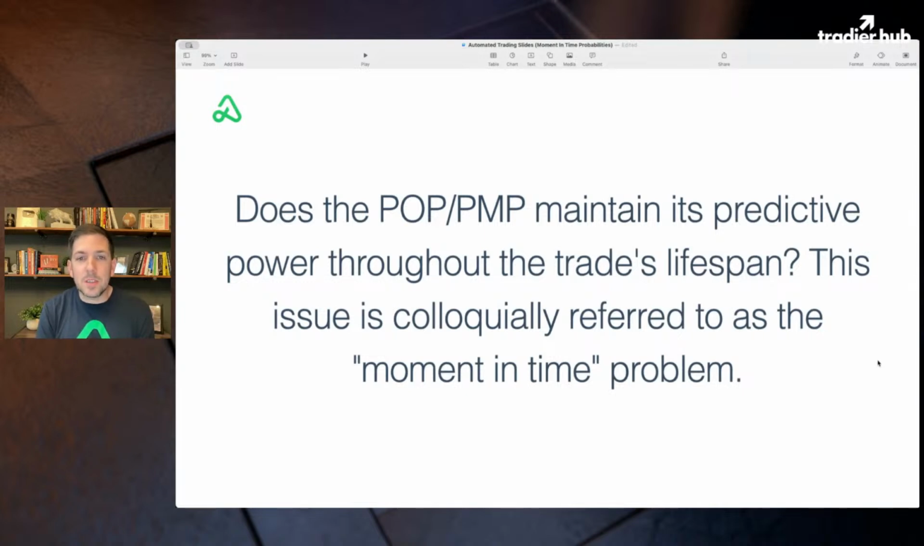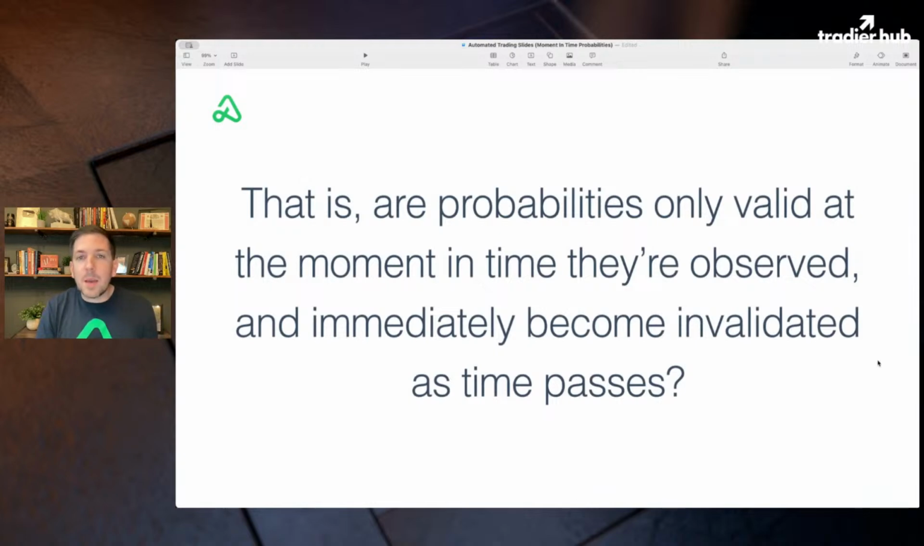And so this issue is obviously referred to as the moment in time problem. The idea is that probabilities are only valid at the moment that they're observed and immediately become invalidated as time passes. This is what a lot of people think, especially new traders, even traders that have been around for a while: oh, the probabilities are just there for a moment in time, then they're gone. You shouldn't rely on them. You should trade on other things.